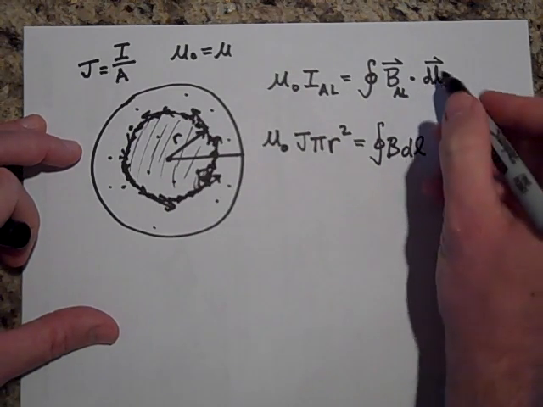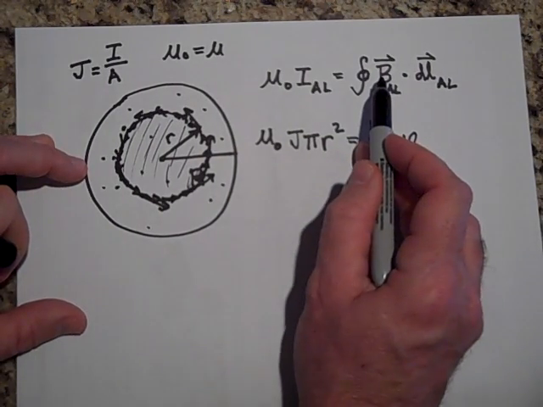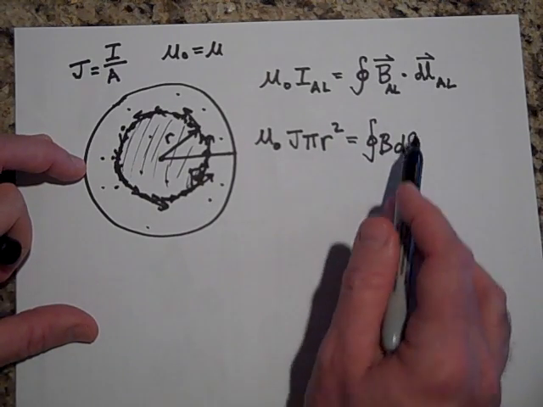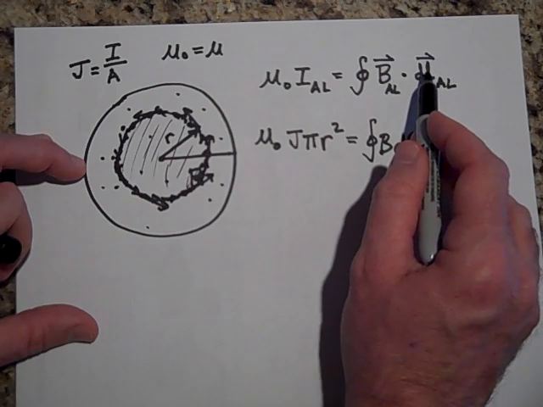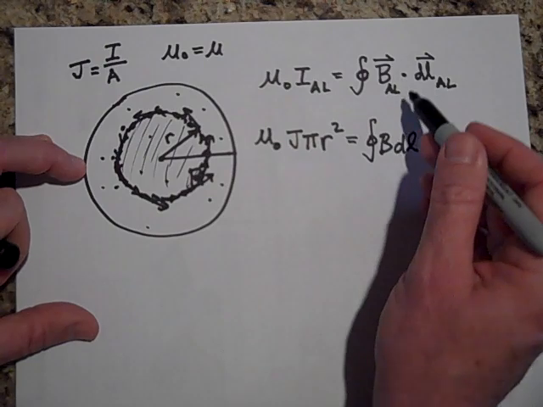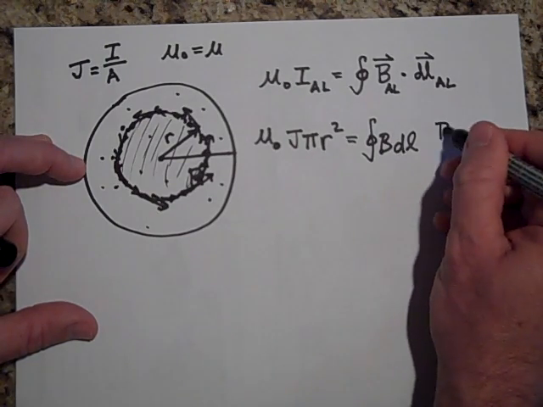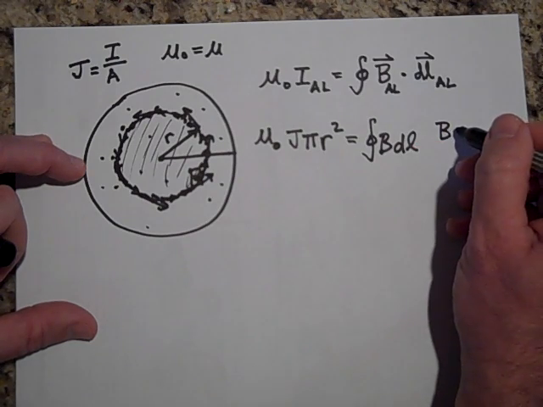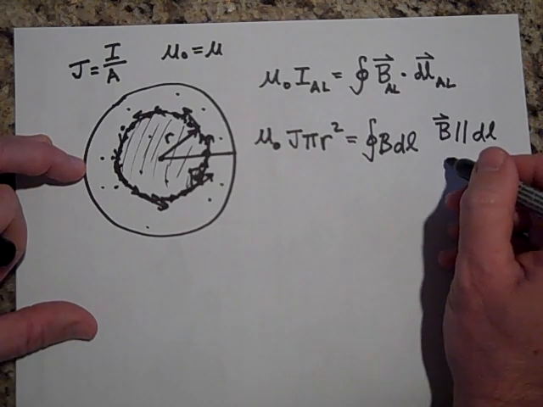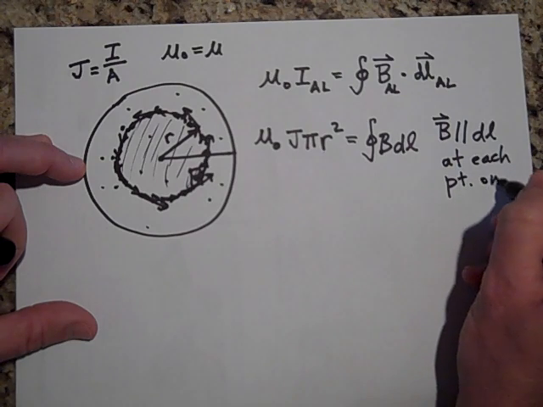So we just lost the dot product, because what is the dot product doing? It's taking the part of B that's in the direction of dl and then multiplying it by dl. So how much of B is in the direction of dl each time? Answer, all of it. And it does give you a scalar product, so that's why the dot product disappears there. And so the argument for this last step is because B is parallel to dl at each point on the Amperian loop.